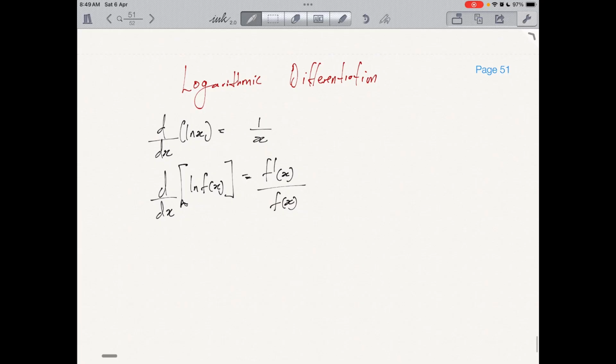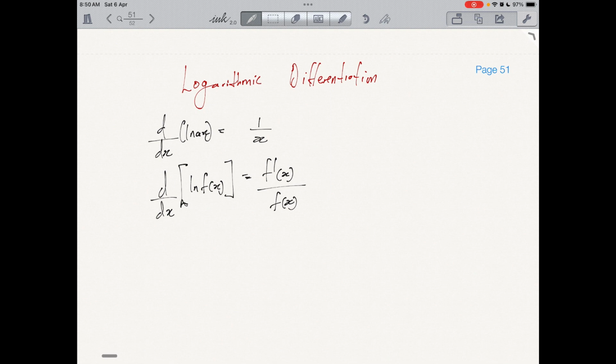Let's talk about logarithm differentiation. Now we will recall our first set of videos where we talked about differentiation of y is equals to ln x. Whenever we differentiate ln x, we're going to have 1 over x.